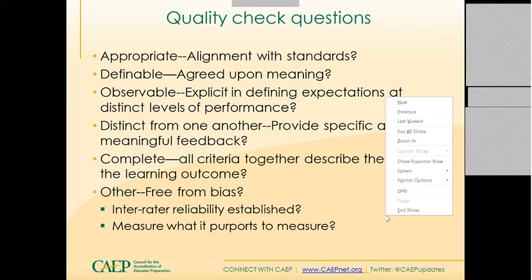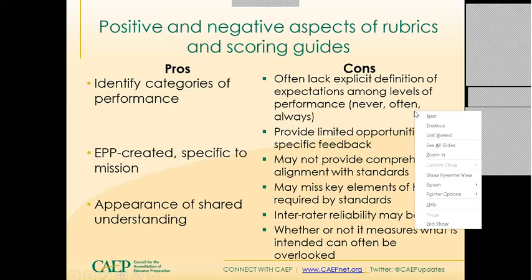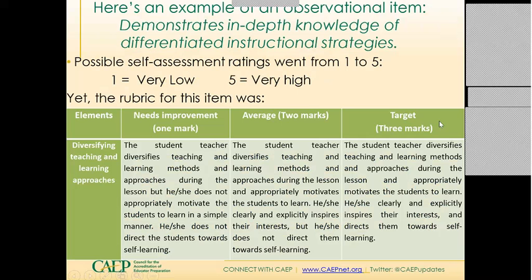Is there agreed upon meaning? And this I don't think we're sure about. If we look at diversifying teaching and learning approaches, in all three cases, the teacher can diversify teaching and learning methods and approaches. So I'm kind of curious about what that would mean. It doesn't seem that there's any room here for somebody who doesn't diversify instruction. What would it look like if someone didn't? And then what would you do if you didn't see diversifying instruction?